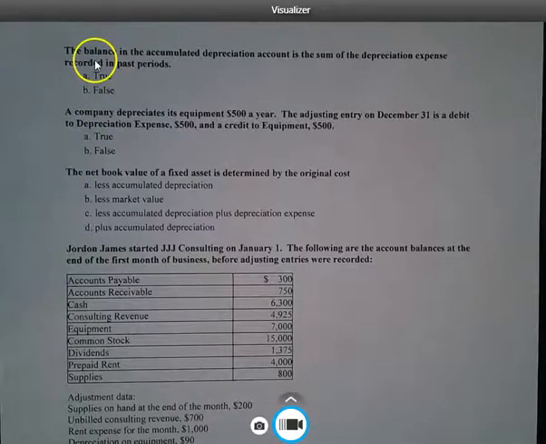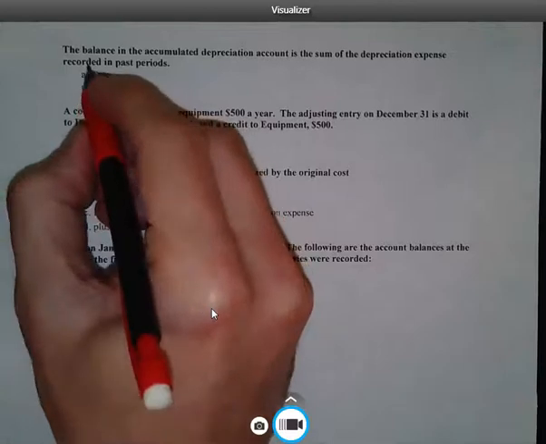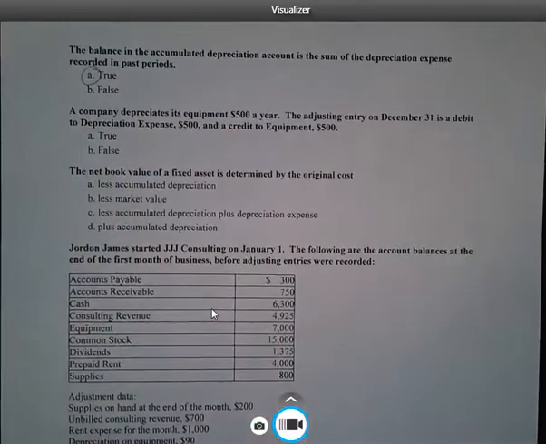It says here, the balance in the accumulated depreciation account is the sum of the depreciation expense recorded in past periods. And for our purposes, we have to determine, is this true or false? For our purposes, the answer here is true.